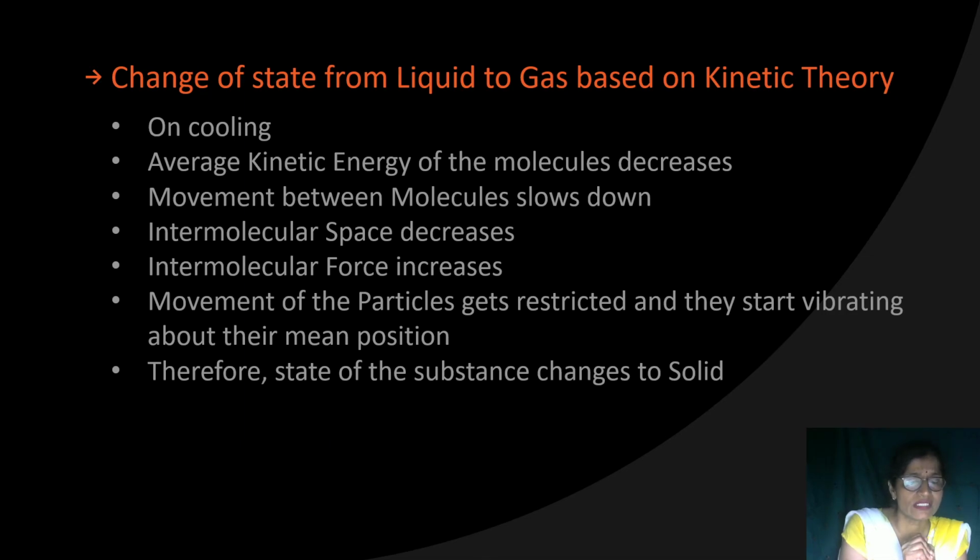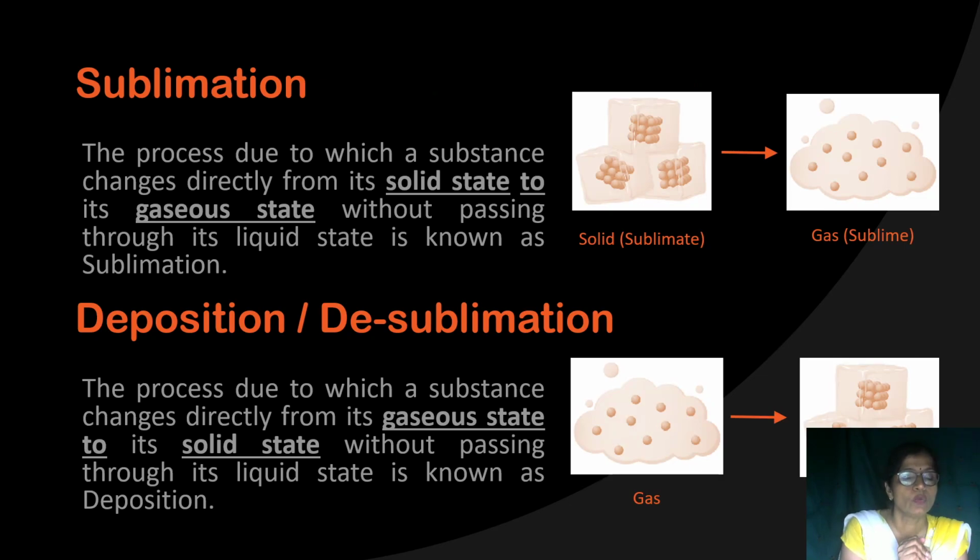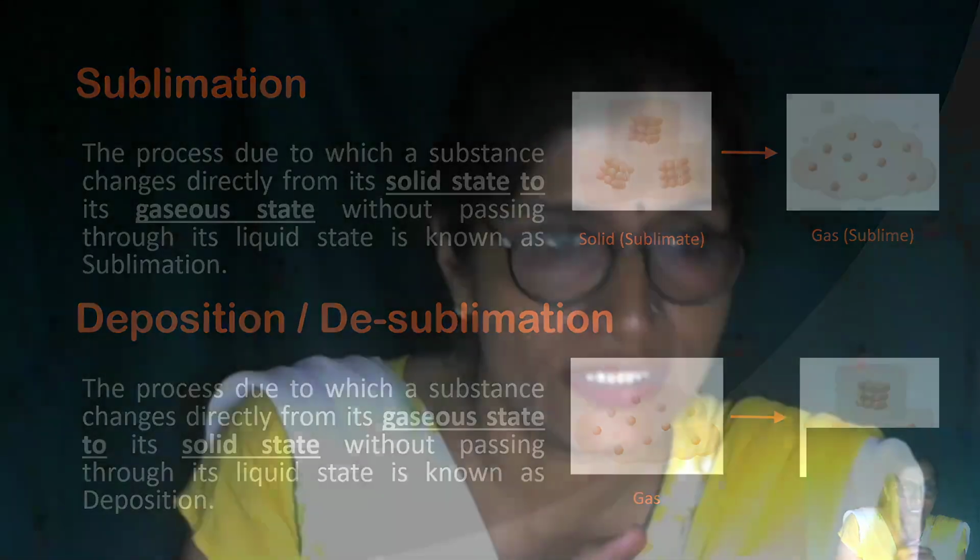Now last is left, that is sublimation. Sublimation is when the substance changes from solid state to gaseous state directly without passing through the liquid state. For example, camphor. All of you are familiar with camphor. So when camphor is heated, then what will happen? It will not melt. Directly it is converted from solid state into the gaseous state.